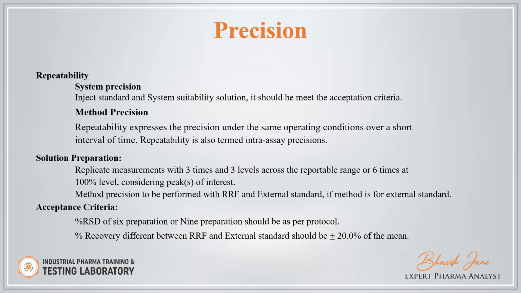The acceptance criteria: percentage RSD of the 6 preparations or 9 preparations should be as per the protocol. And the difference in recovery between RRF and external standard should be plus minus 20% of the mean. So in method precision, you have to prepare 3 times at 3 level samples or 6 times at the 100% level.